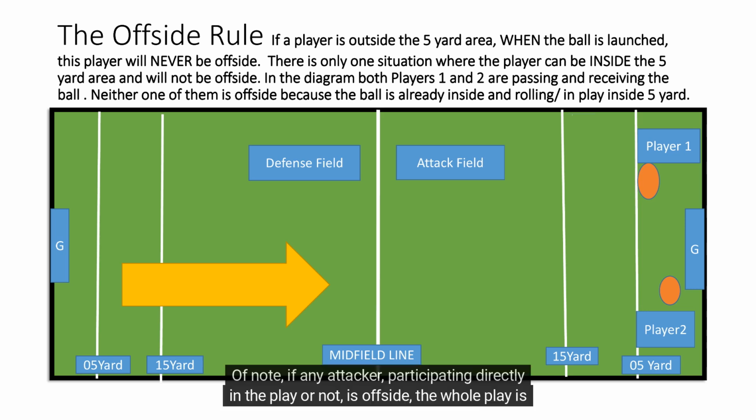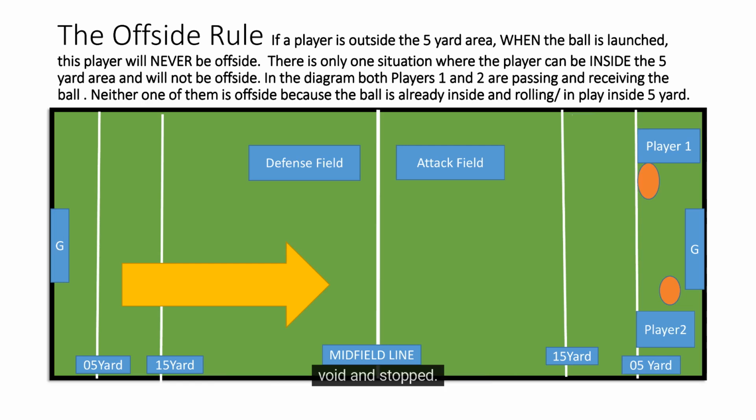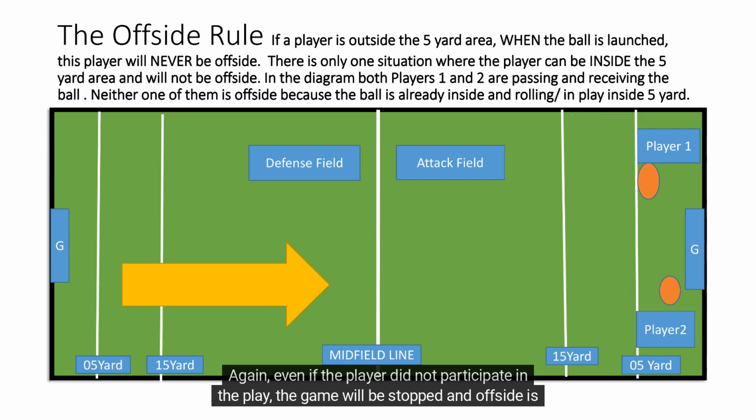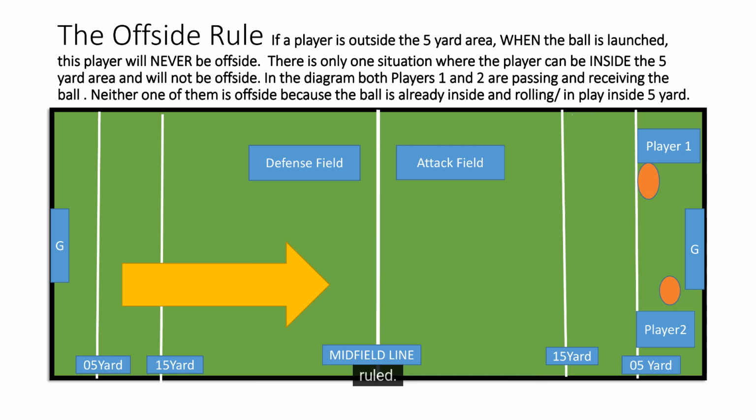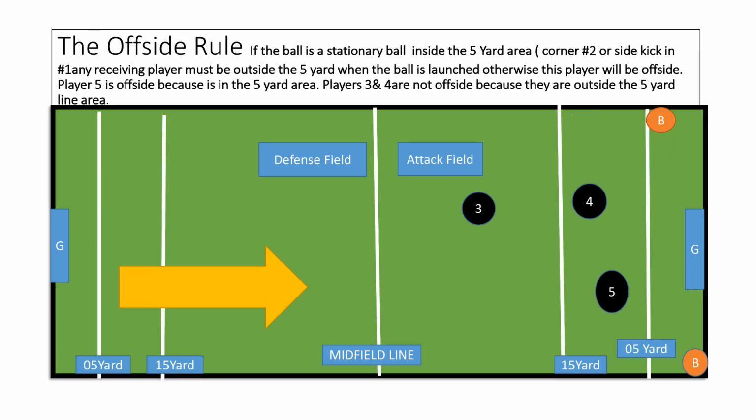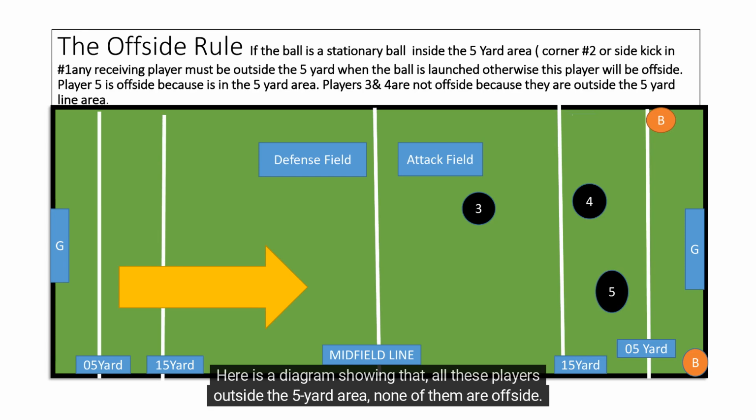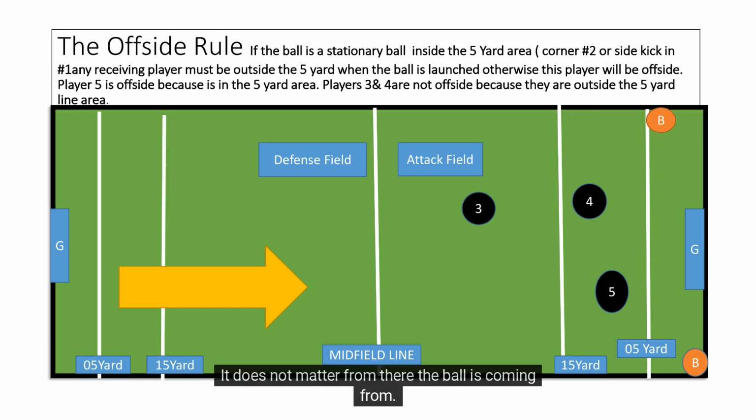Of note, if any attacker, participating directly in the play or not, is offside, the whole play is void and stopped. Again, even if the player did not participate in the play, the game will be stopped and offside is ruled. Here is a diagram showing that all these players outside the 5-yard area, none of them are offside. It does not matter where the ball is coming from.